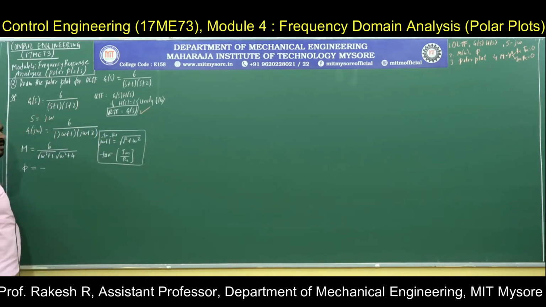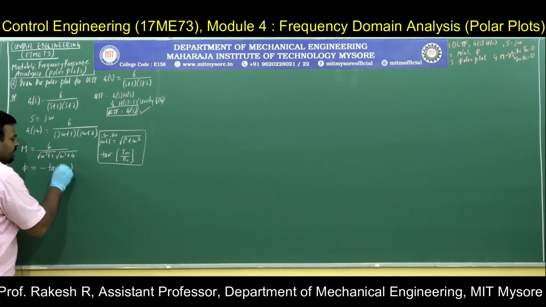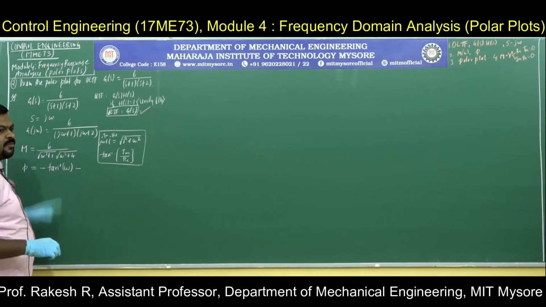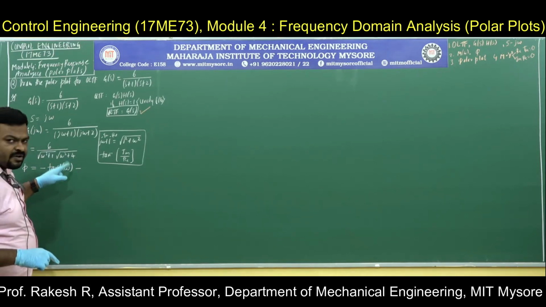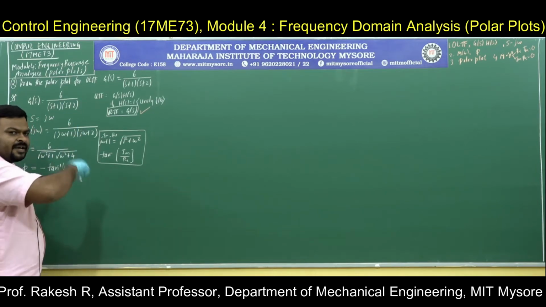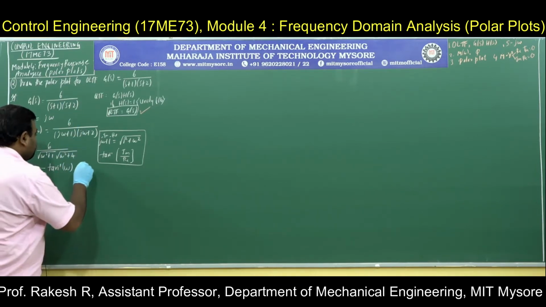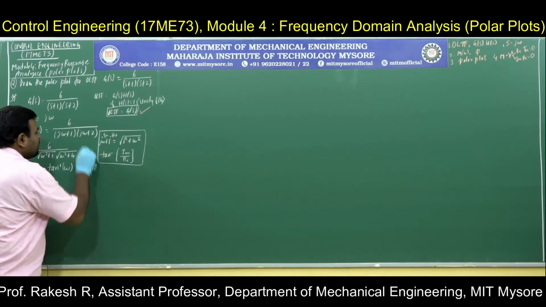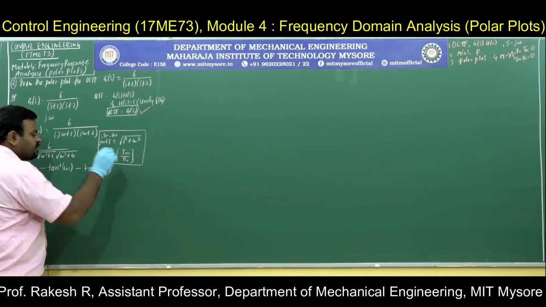Imaginary part by real part. What is the imaginary part here? Imaginary part is omega tan inverse of omega by 1. It is omega minus, why minus? Because we are transforming denominator to the numerator. So 1 by tan inverse x can be written as minus tan inverse x. Minus tan inverse omega for imaginary part, 2 is the real part.